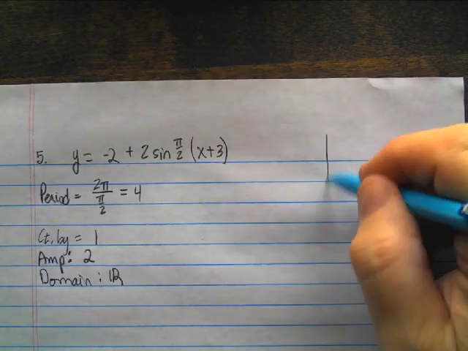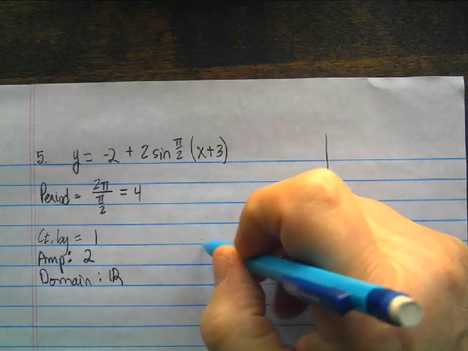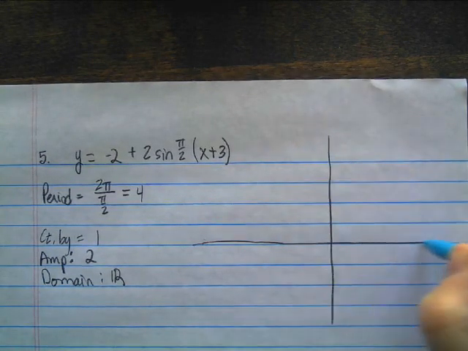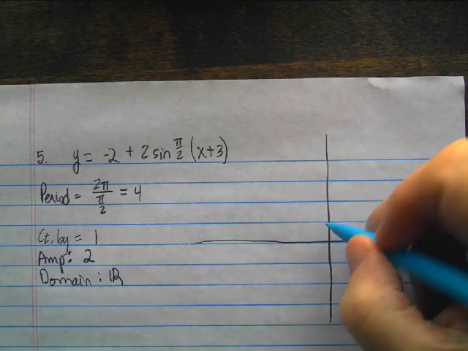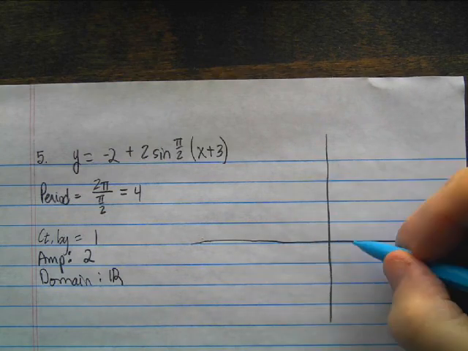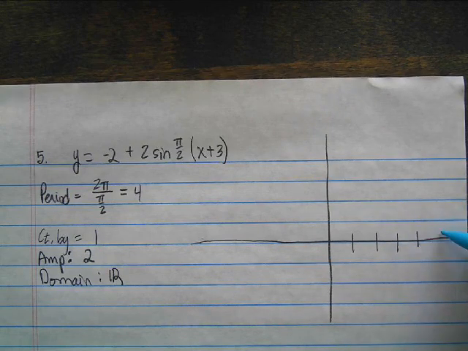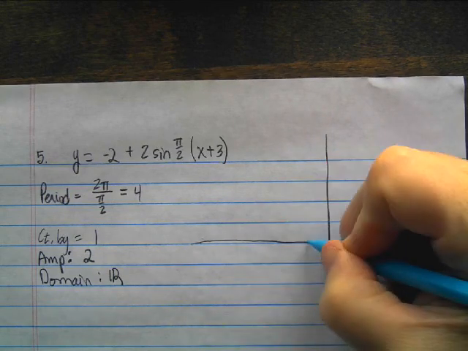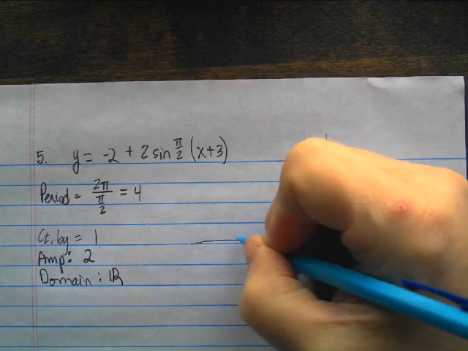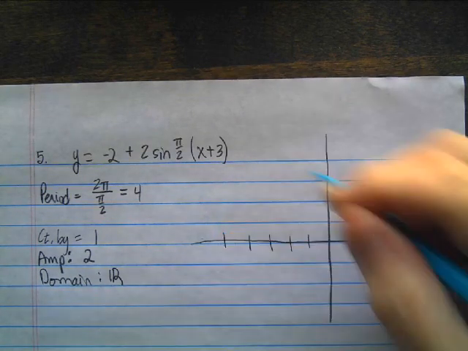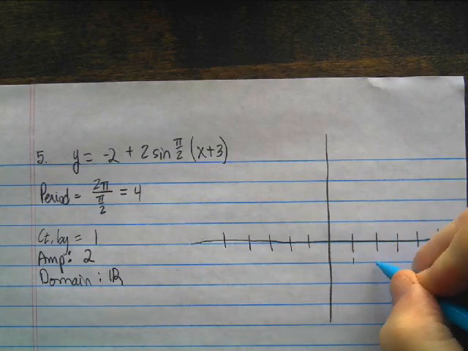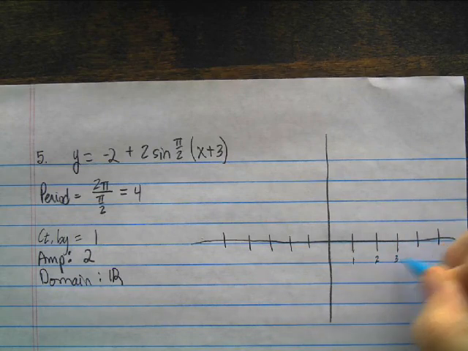So here's my original set of axes, and let's see, 4, 5, 1, 2, 3, 4, 5, and then like I need to show what my scale is.